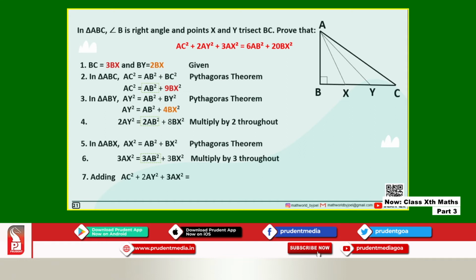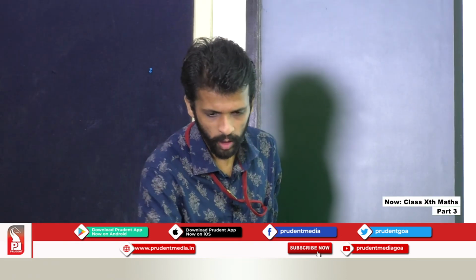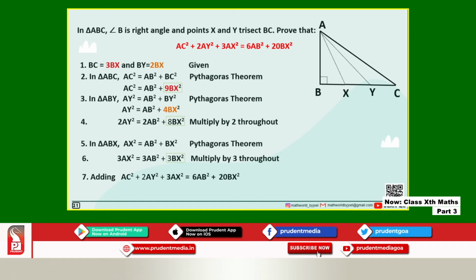So I have AB square plus I have 2AB square plus I have 3AB square. It is just like, one chocolate, then 2 more chocolates and 3 more chocolates. All of them together how much? So 3 plus 2 will become 5, 5 plus 1 will become 6AB square. Correct? Now look at the next part. Okay, so I have 9BX square, 9 chocolates, plus 8BX square, 8 chocolates, and 3BX square. So add all of them together and you would end up getting 20BX square, and that is what is asked from us to prove.